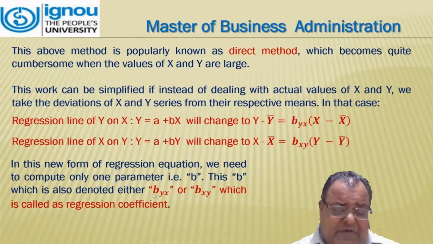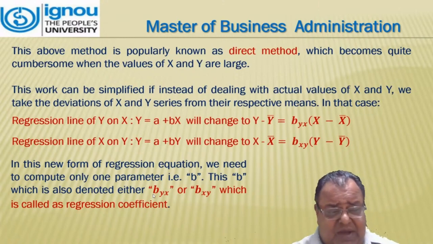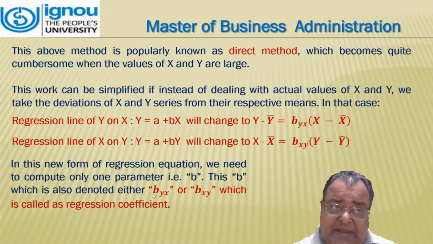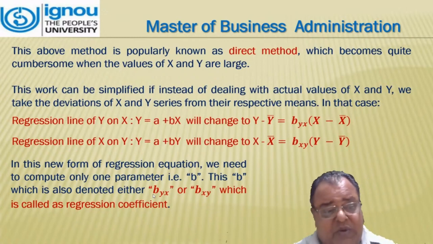In this new form of the regression equation, we need to compute only one parameter, that is b. This b is also denoted either bxy or byx, which is called the regression coefficient. Now the thing is how to calculate these.